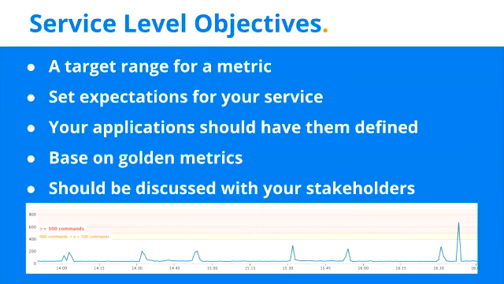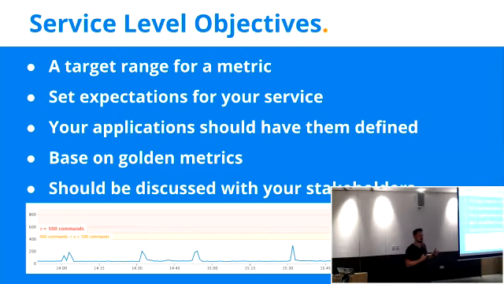All the applications that you run should have a service level objective or a couple of service level objectives defined. And you should really try and base those on the golden metrics, which we went over just before. So the error rate, the latency, and the rate of things happening through your application. And ideally, you should be discussing those with your stakeholders. So who are the people that are depending on this application? Set some expectations with them. What do they expect of you when you're running this application?